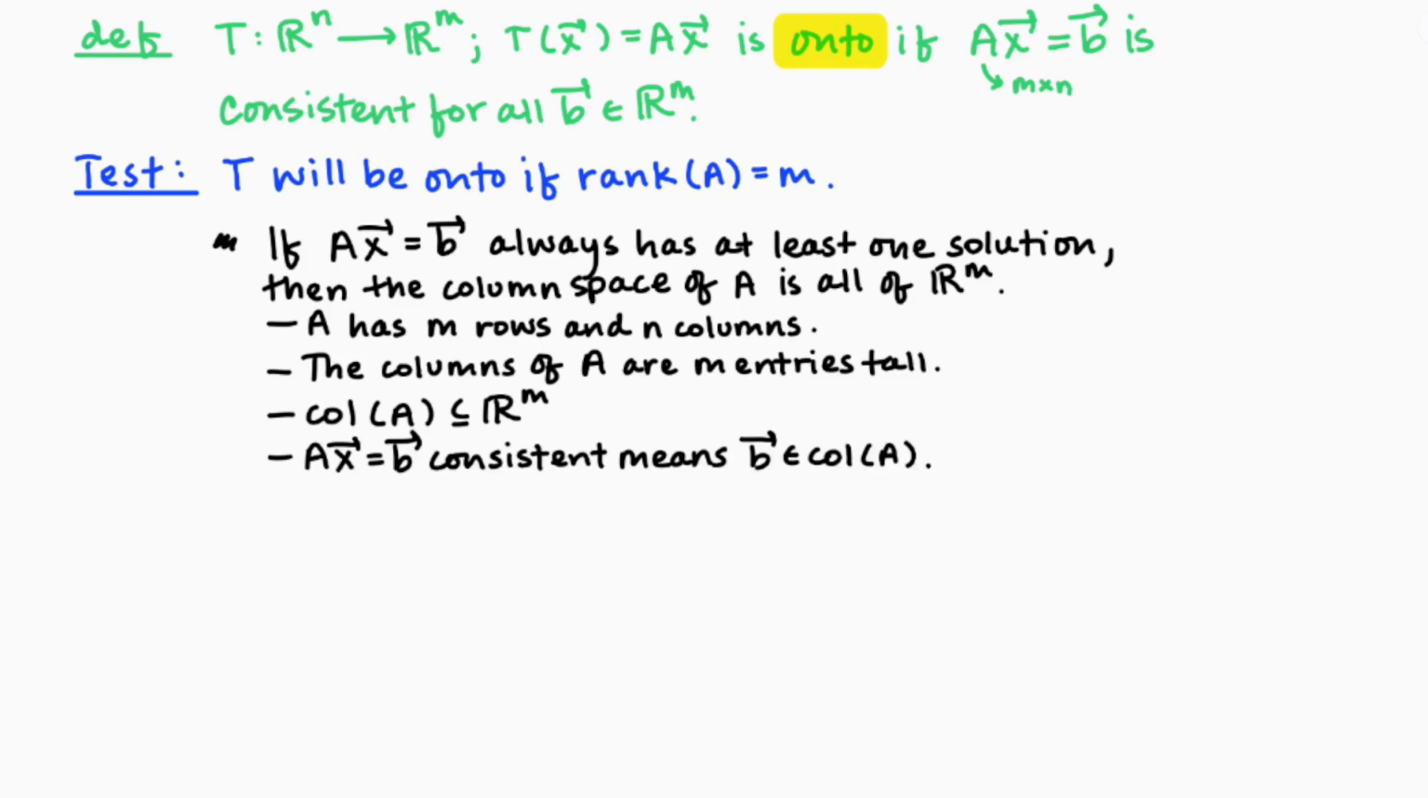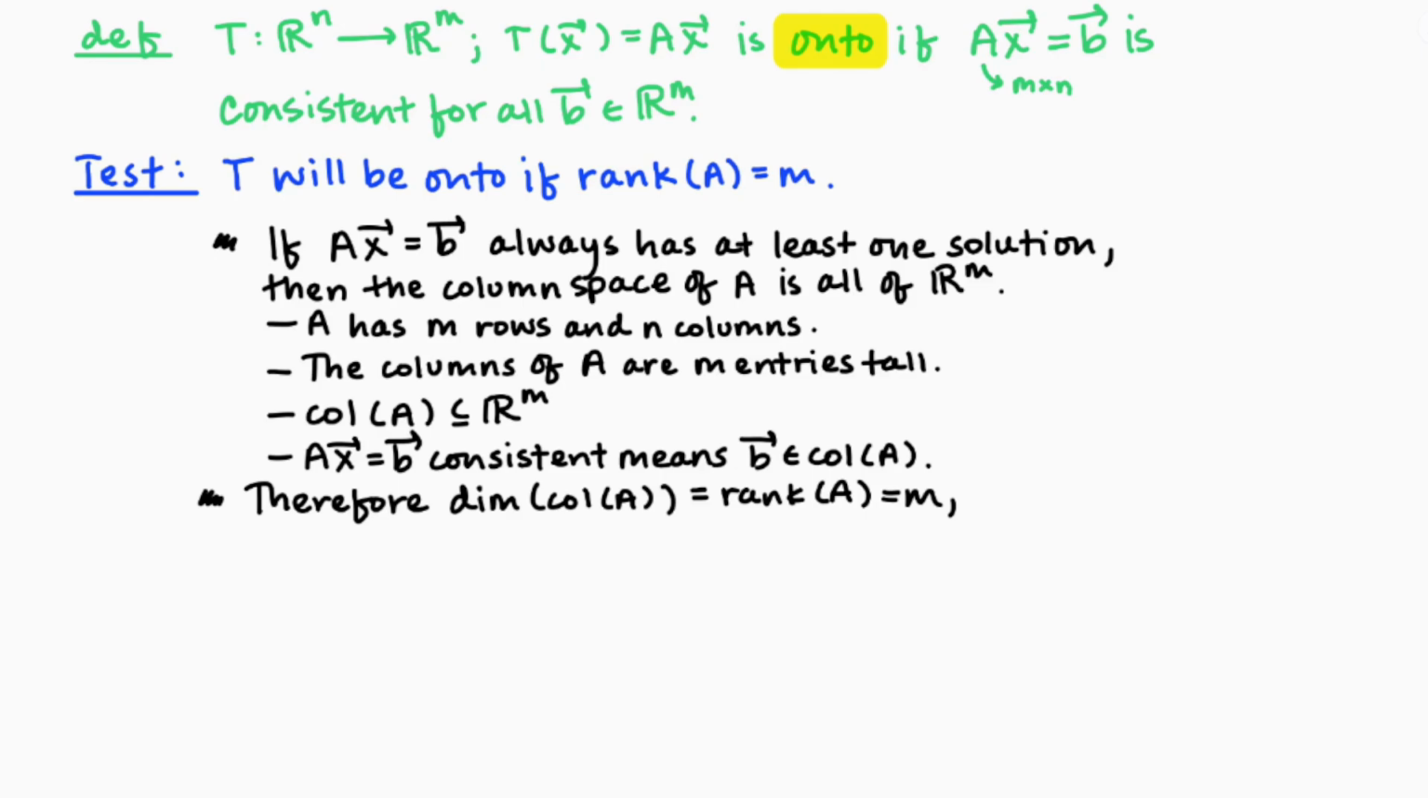But if AX equals B is consistent, that means B can be written as a linear combination of the columns of A. We've seen that over and over again this semester. Which means that B is in the column space, so every vector in R^m is in the column space. That means that the dimension of the column space is M, because the column space is all of R^m. And that dimension of a column space, that's the definition of rank.